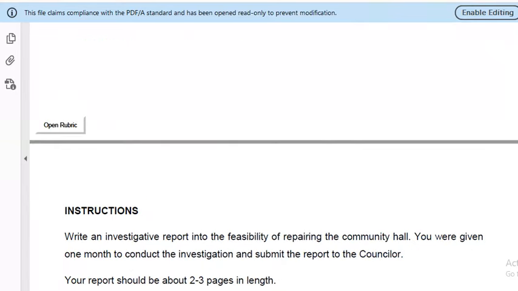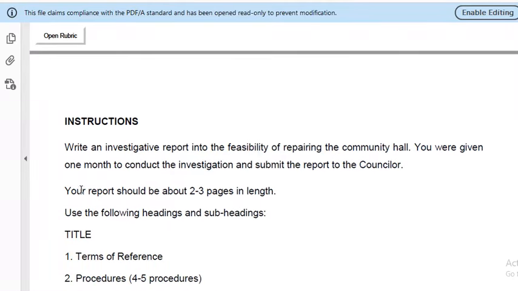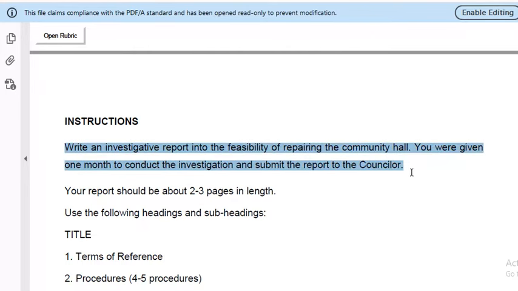Then let's look at the instructions now. The first part that I want is, what is this investigation about? Instructions: write an investigative report into the feasibility of repairing the community hall. You are given 1 month to conduct the investigation and submit the report to the council. Okay, fine. This is supposed to be the title of your investigative report.